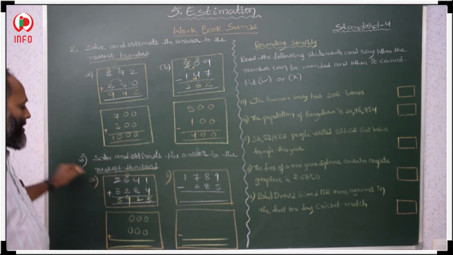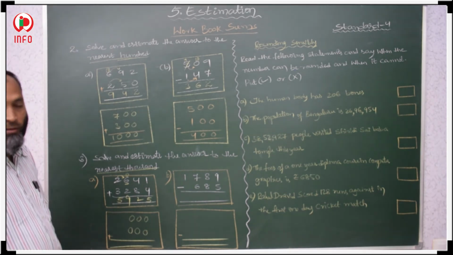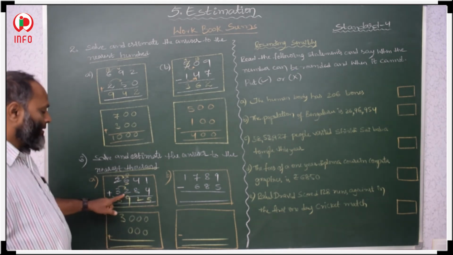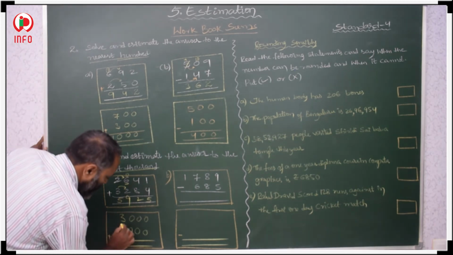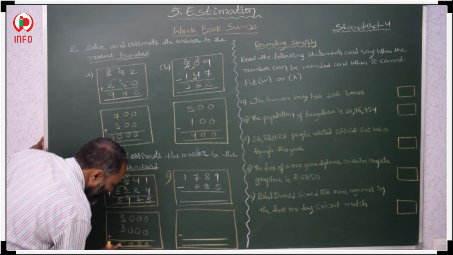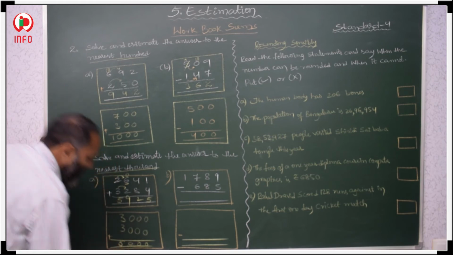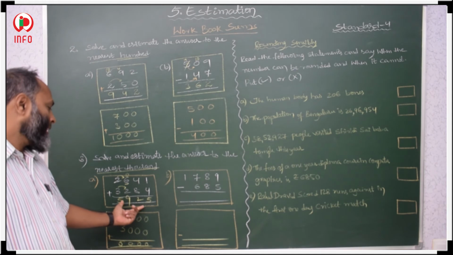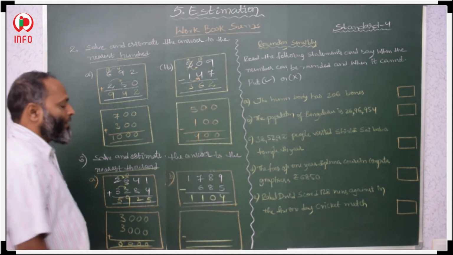Then in the thousands place, what is there in the hundreds place? 6. It is greater than 5, so we will get here 3. Here, less than 5, we will get 3 as it is. Then add 0, 0, 0, 3 plus 3 is how much? 6. Here we get 6000. Here 5925 is accurate, and this is estimated. Estimated addition.